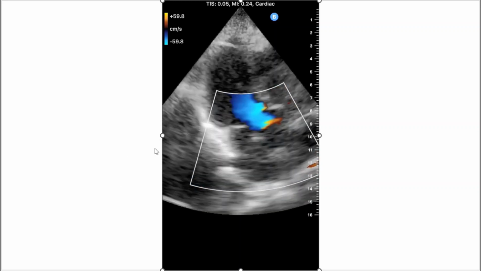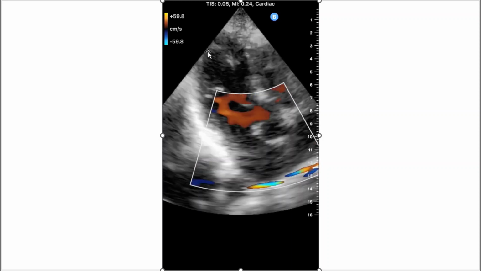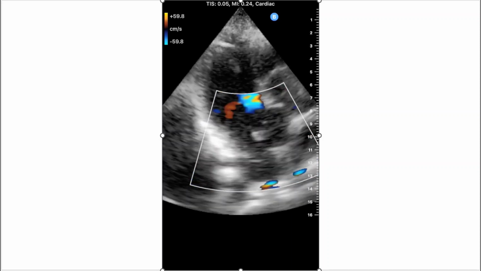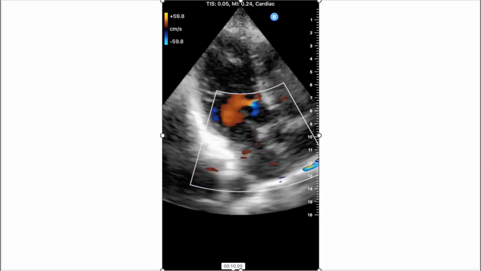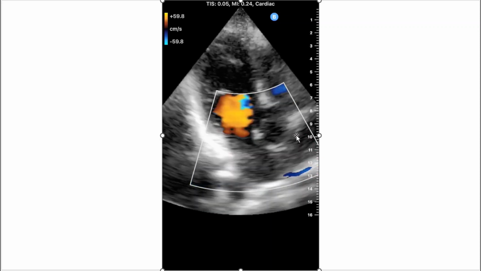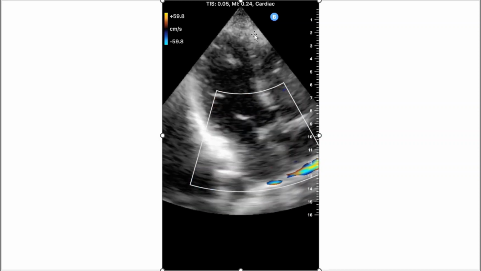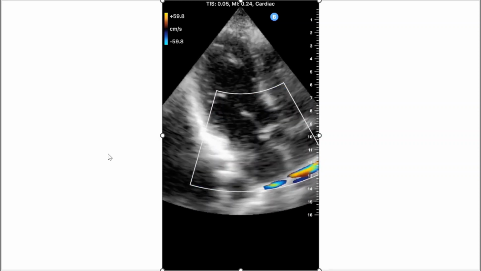So if you think about it, during diastole, the mitral valve opens and the blood flow goes towards the probe, therefore it's red. And during systole, the blood flow goes out of the aortic valve and away from the probe, and that's blue. And remember, the probe is up here.